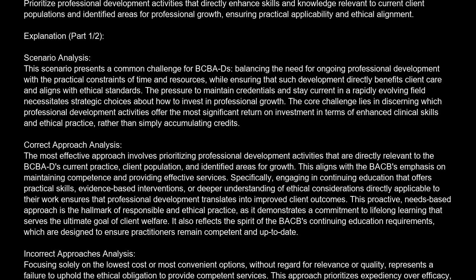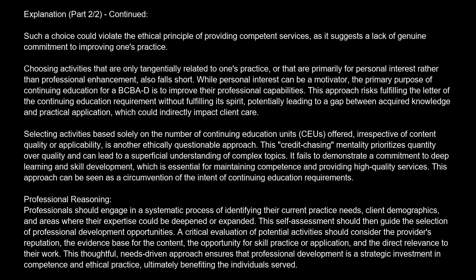without regard for relevance or quality, represents a failure to uphold the ethical obligation to provide competent services. This approach prioritizes expediency over efficacy, potentially leading to the acquisition of superficial knowledge that does not enhance clinical skills or ethical decision-making. Such a choice could violate the ethical principle of providing competent services, as it suggests a lack of genuine commitment to improving one's practice.